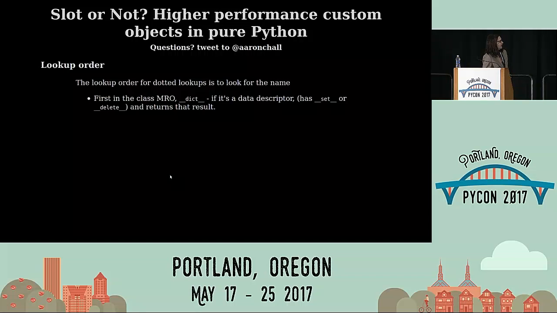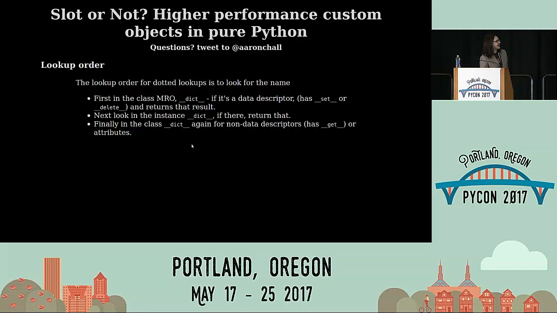So the lookup order for dotted lookups is to look first for the name in the class MRO. If it's a data descriptor, it returns that result. Next, we look in the instance dict, and if our attribute is there, then we return that. Finally, we look in the class dict again for non-data descriptors. And I have an example that may make this more clear if you didn't quite follow that.